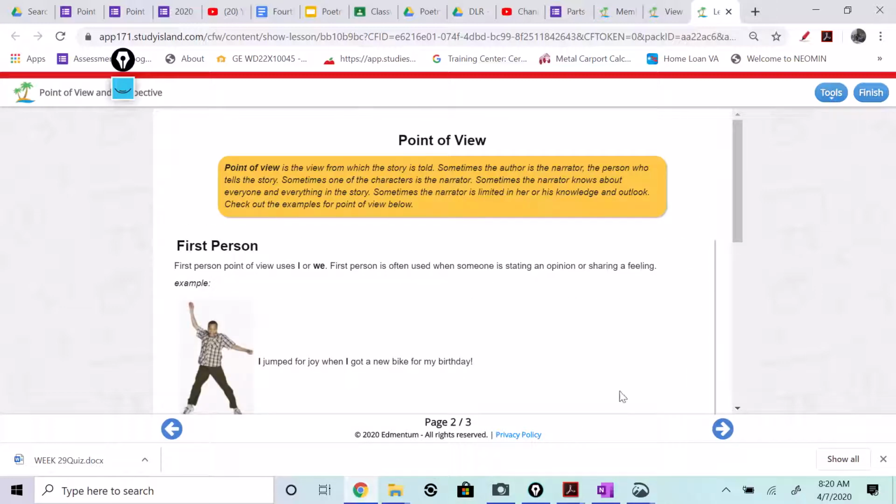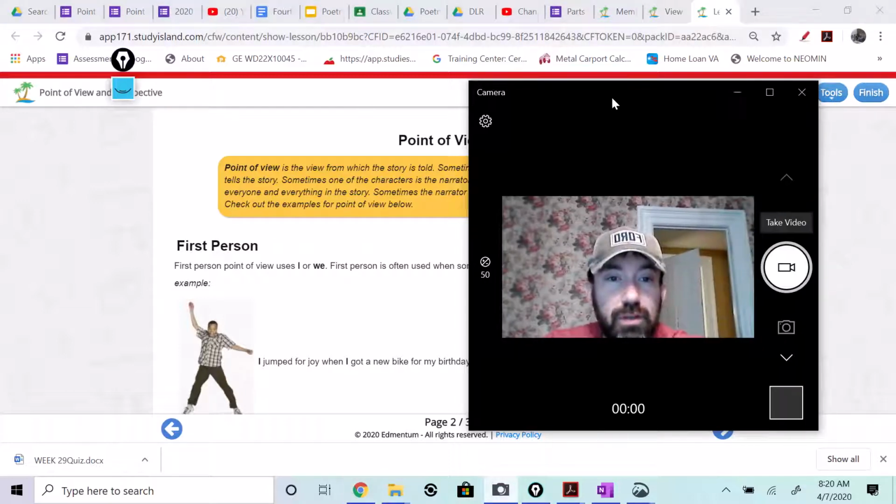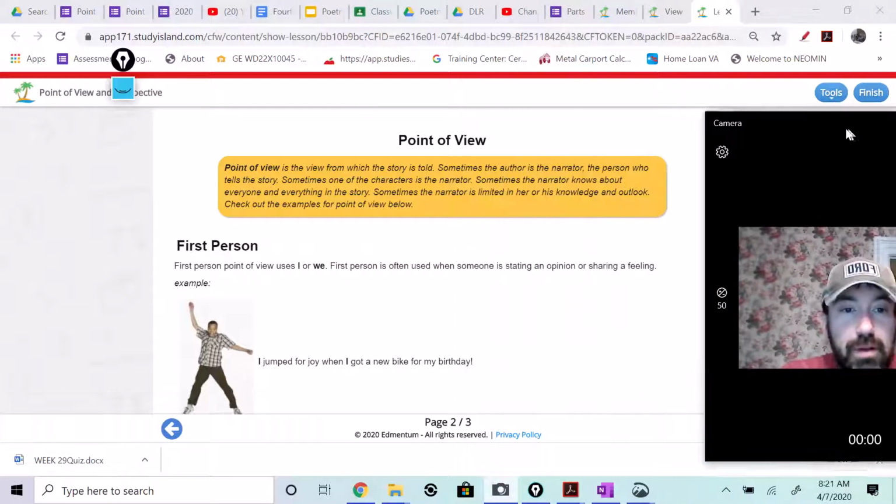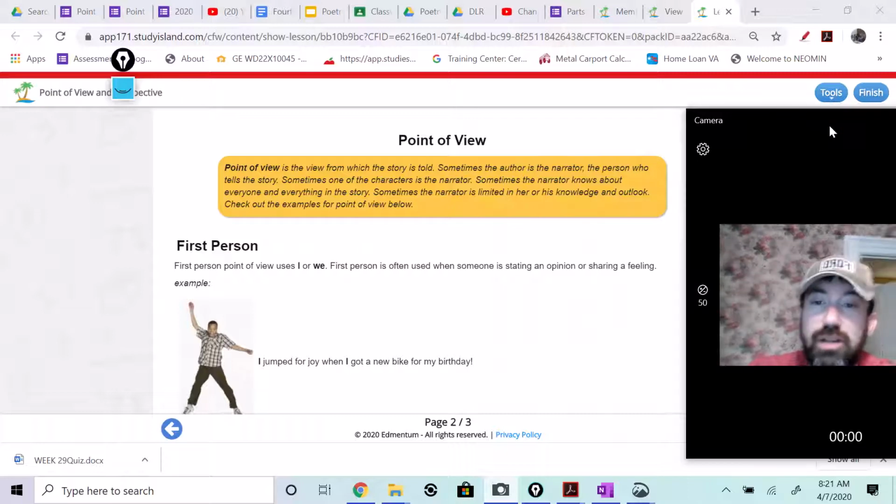Let's take a look at some examples really quick. All right, so let's look at this first one. It says first person narrative. Here's an example. So first person point of view uses I or we. We went over that. And first person is often used when someone is stating an opinion or sharing a feeling, like when you wrote your opinion letters or your persuasive letters, you were writing in first person.